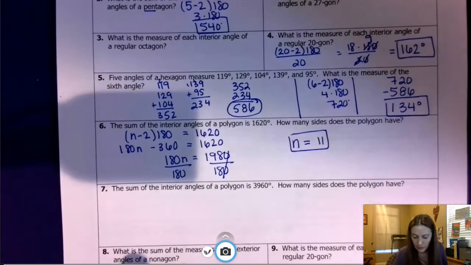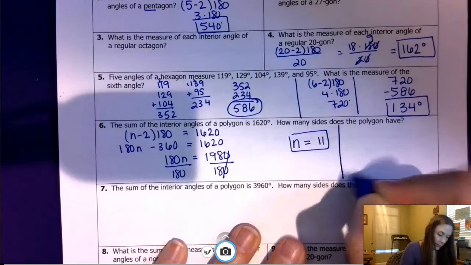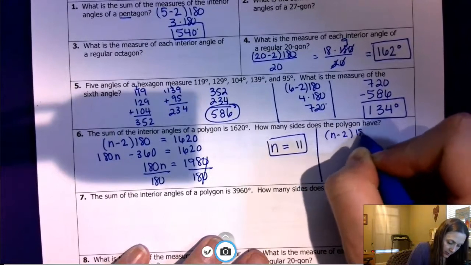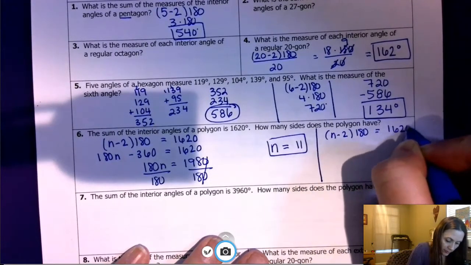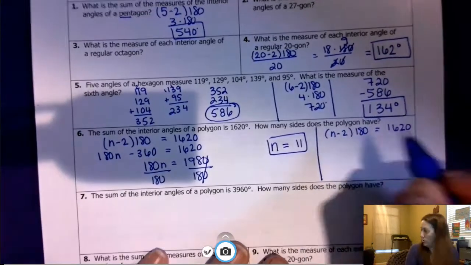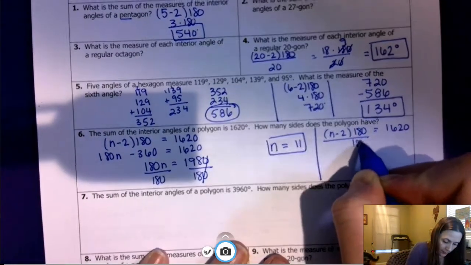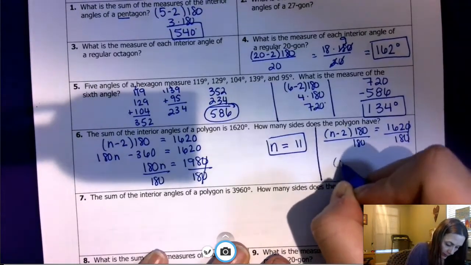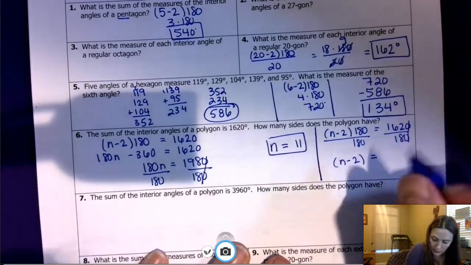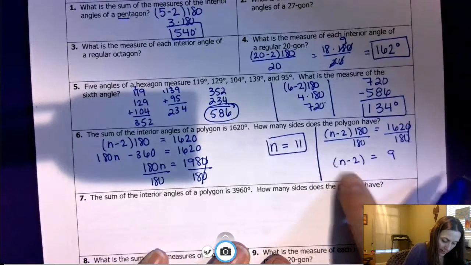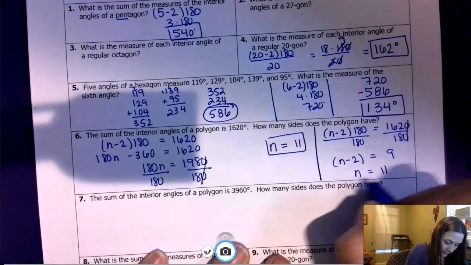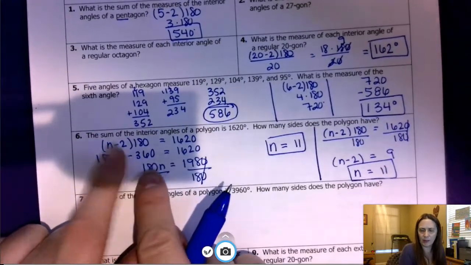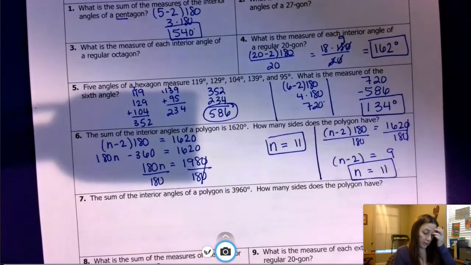Their work was a little bit less, so I'm going to do what they did. Mine ended up being bigger numbers. They start with the same equation, n minus 2 times 180 equals 1620. If you see this right away, you could divide by 180, and you would get n minus 2 equals 9. Then add that 2 over, and you would get n equals 11. Either one is perfectly fine. The numbers here end up being a little bit bigger. If you're going to use a calculator, this is probably easier.